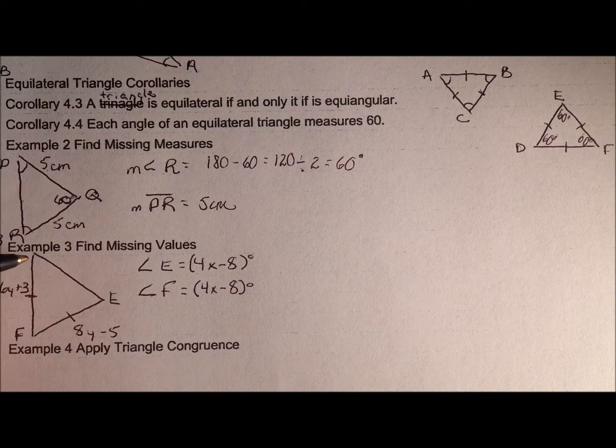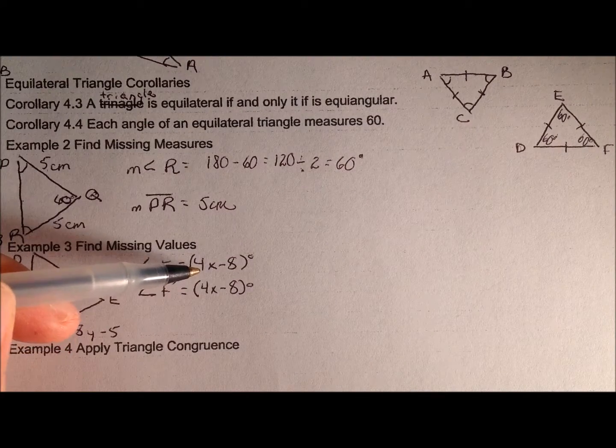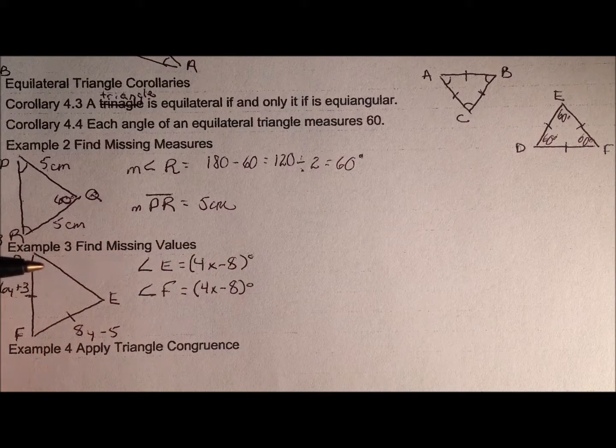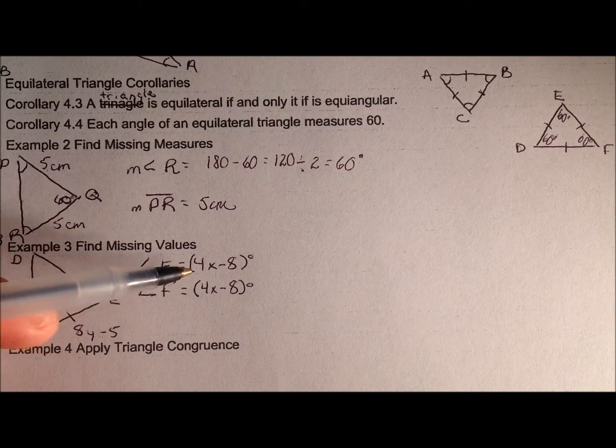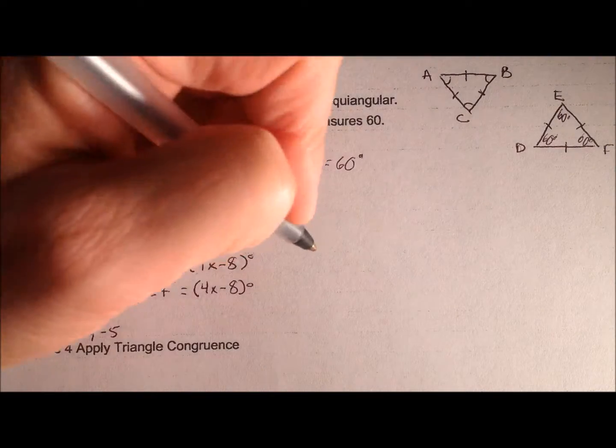We have here example 3 where we're going to be finding the missing values of x and y. Here's our triangle DEF. They have segment DF as being 6y plus 3 and segment FE as being 8y minus 5. So we need to find the y values for these. And then they give us that angle E and angle F, they are both equal to 4x minus 8, each of them individually. I guess first of all, I'd start off with finding y. Since these are congruent sides, we can set them equal to each other.